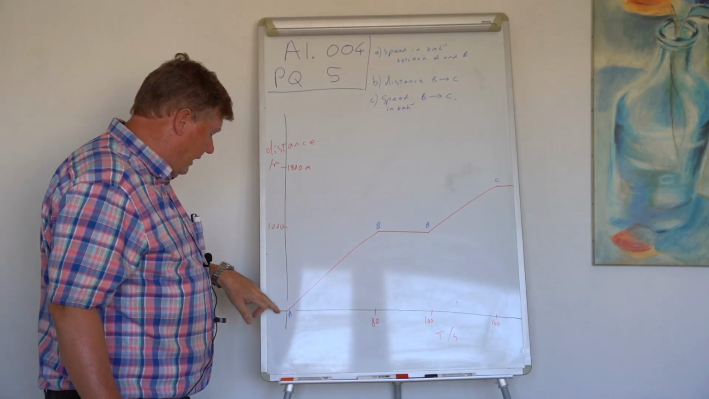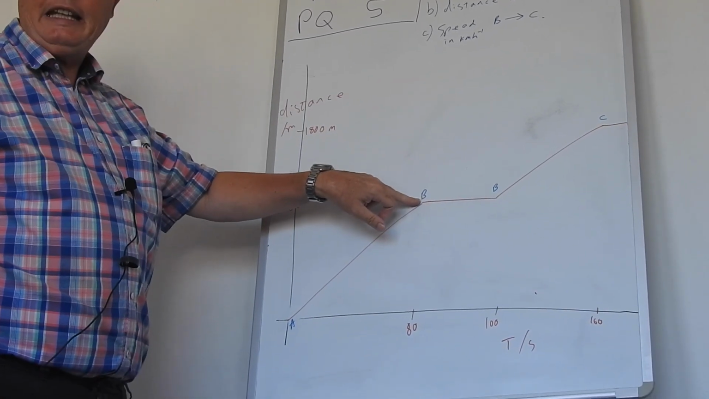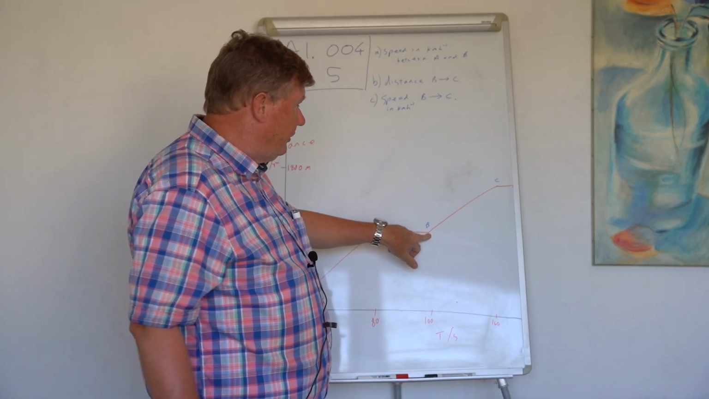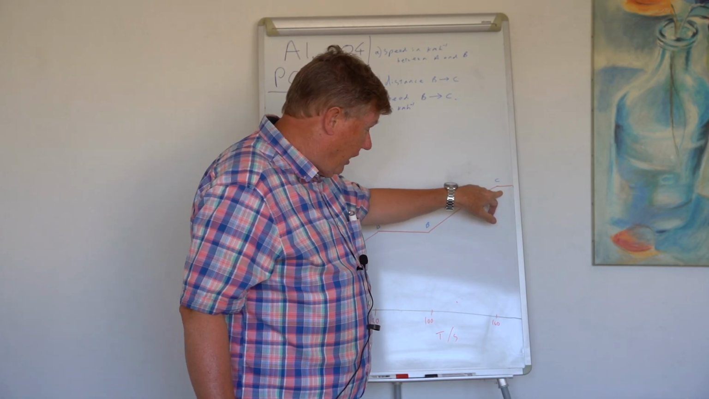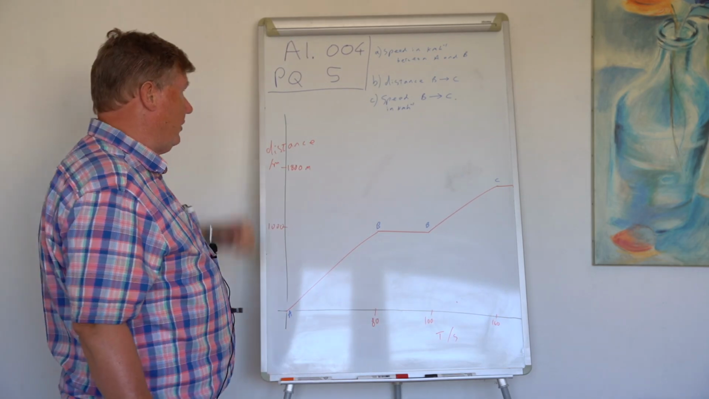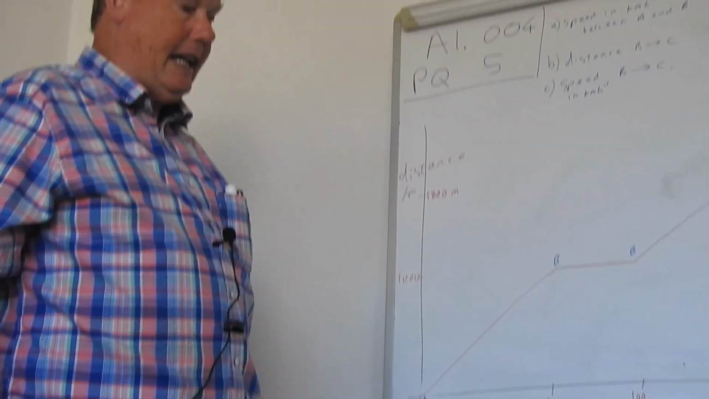We have a train leaving station A at time 0. It arrives at station B after 80 seconds. It leaves after 100 seconds, that means staying there 20 seconds, and goes off to station C, arriving at 160 seconds. There are 3 subparts to the question. Part 1, speed in kilometres per hour between A and B.